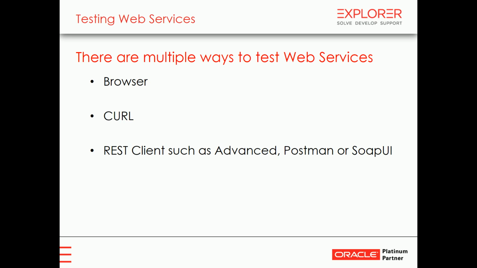Once you've created some web services, you'll need to test them. This can be done in several ways. The simplest method is to use a browser. However, this is mostly limited to testing GET methods. You could use the command line tool curl, or you could use a REST client such as Advanced, Insomnia, Postman or SoapUI. In my opinion, this is the best option, and my current preference is to use Postman.